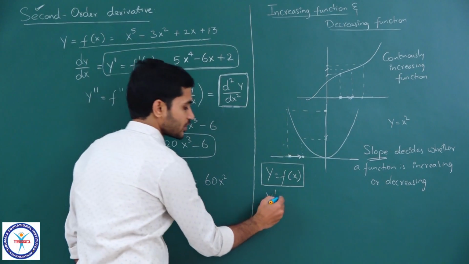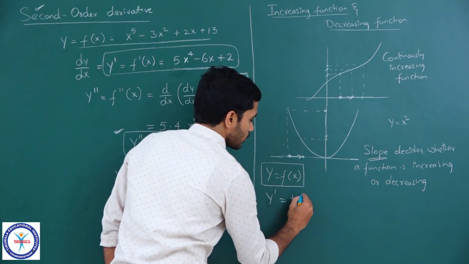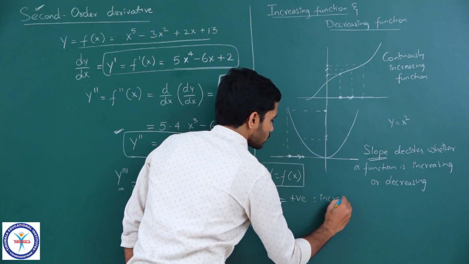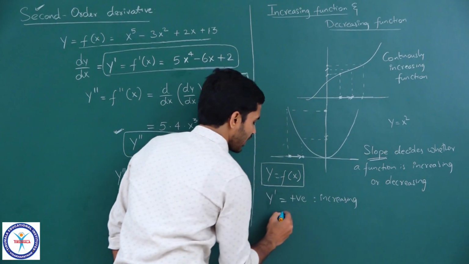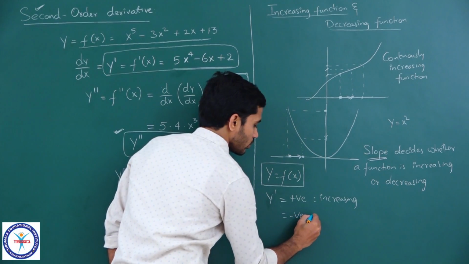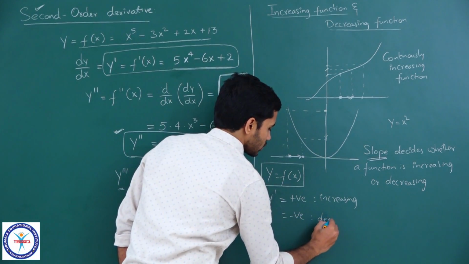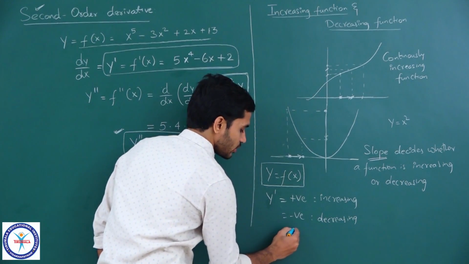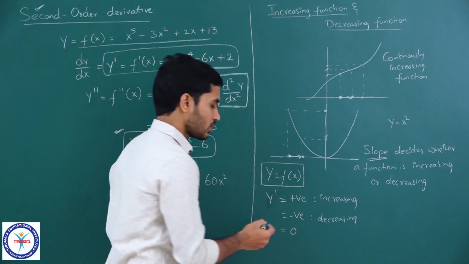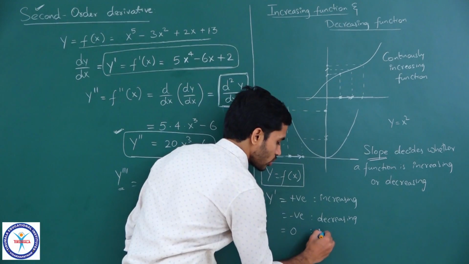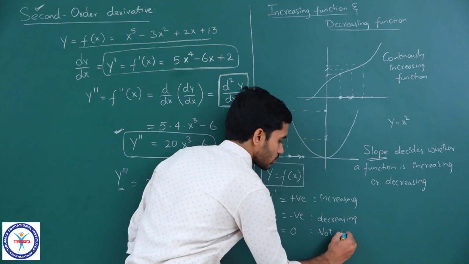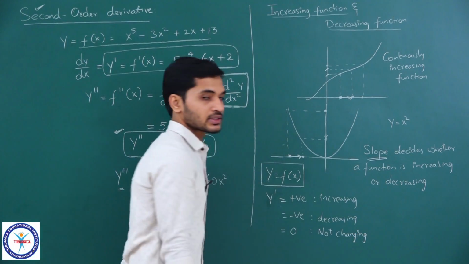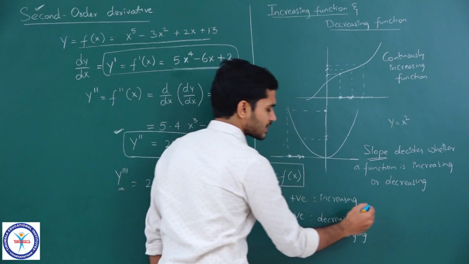If y dash is positive, we can say that it is an increasing function, and if y dash is negative, we can say that it is a decreasing function, and if y dash is 0, then we can say that it is not changing. Clear, students? So, that is the idea. You can also understand this in this manner.